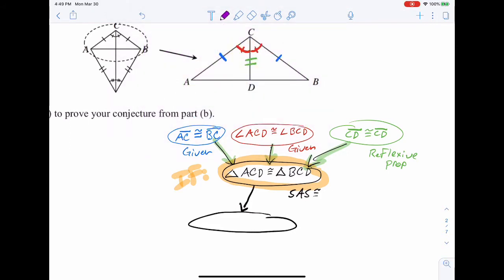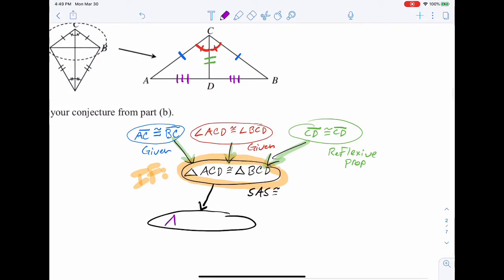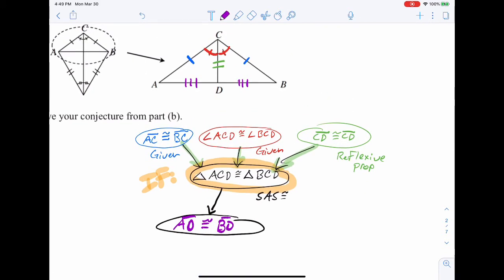The answer is yes. We can prove that segment AD is congruent to segment BD. So segment AD is congruent to segment BD. Why are we allowed to say that? Well, since the triangles are congruent, which we proved above, that means that all of the corresponding parts are congruent. So we're just going to word it that way. We'll say it in a shortened way.